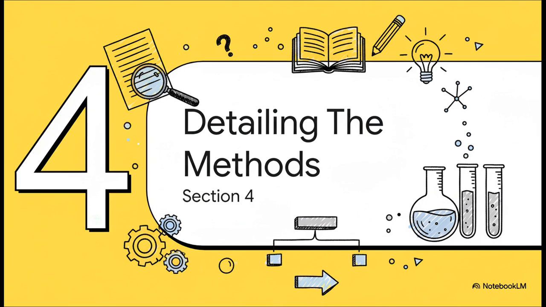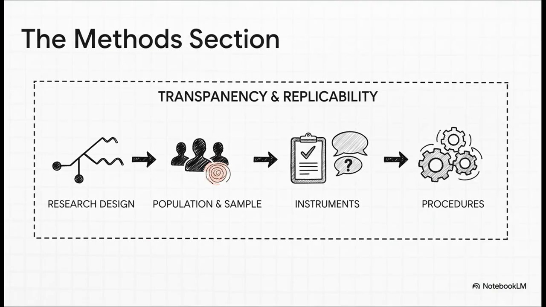Okay, so you've set the stage, you've hooked your reader with a compelling problem. Now you have to tell them how you're going to solve the mystery. This is your methods section. It's the part where you lay all your cards on the table and explain exactly how you did your research. The whole point here is transparency. Another researcher should be able to read this section and, in theory, do the exact same study. So you've got to be super clear.